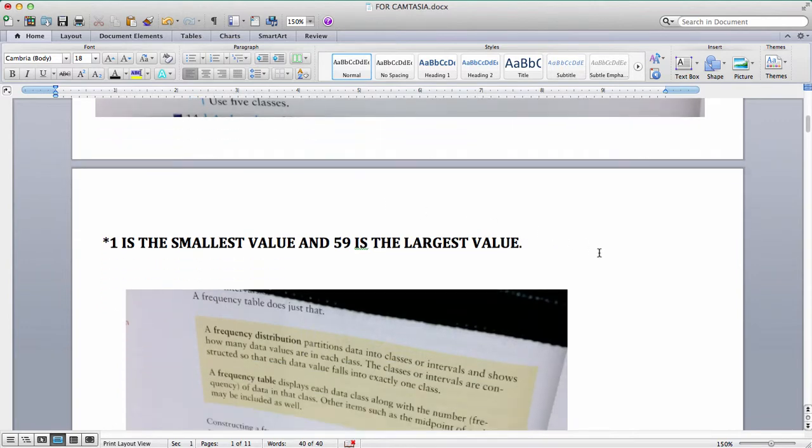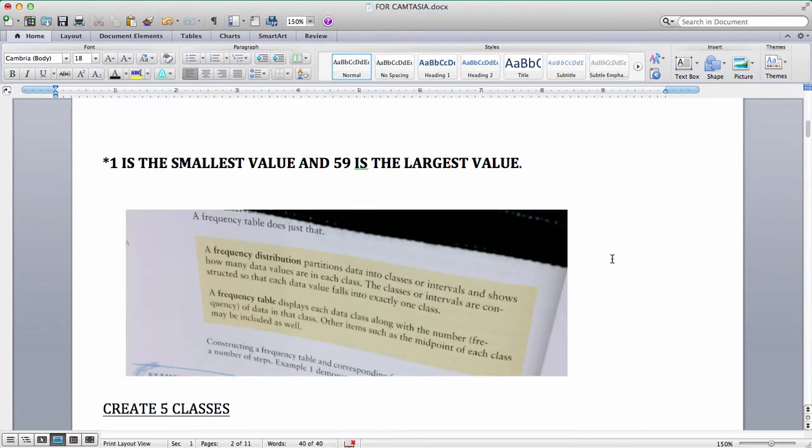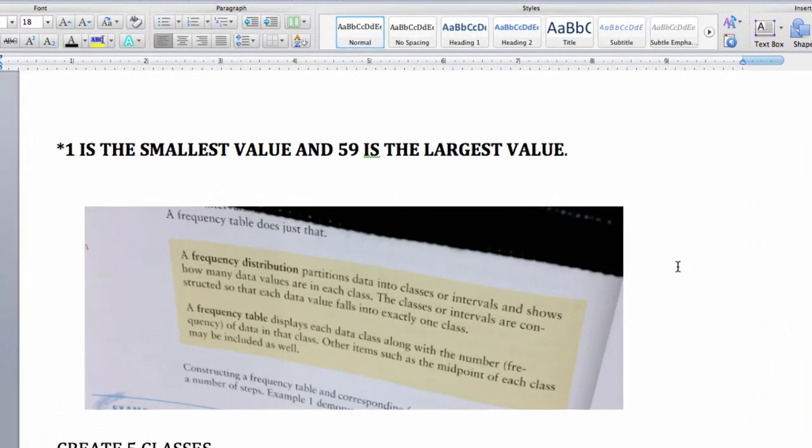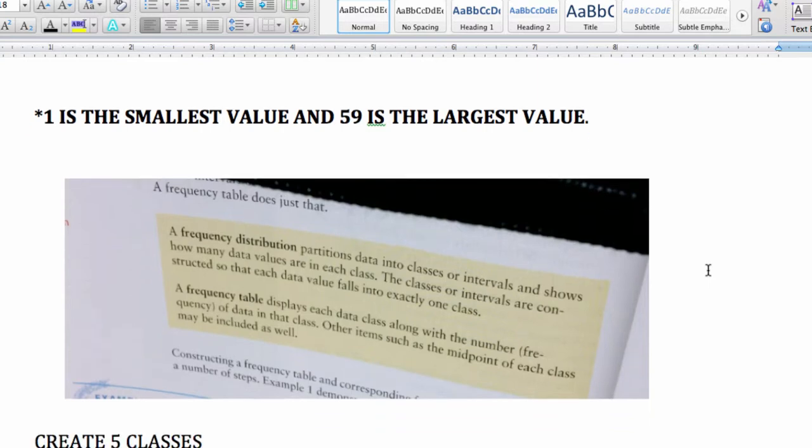Let's talk about first the frequency distribution and table before we decide how to create classes. A frequency distribution partitions data into classes or intervals and shows how many data values are in each class. The classes, or you can call them intervals as well, are constructed so that each data value will fall into exactly one class. Now remember, they ask us to create 5 classes.